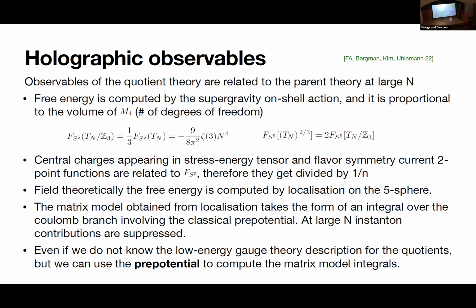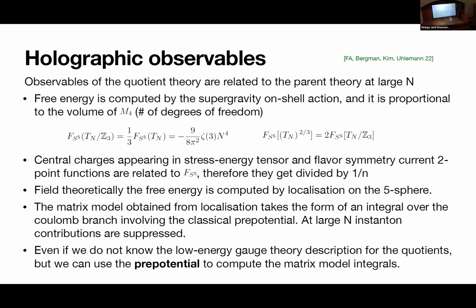So this is basically almost consistent with the quotient of the prepotential. Other observables that you can compute are, for example, central charges. The central charges will be proportional to the free energy, and they will appear in the stress energy tensor two-point function, or flavor symmetry current two-point functions. You can relate these central charges to F5, and the central charge will be proportional to S5, and they will also be divided by 1/n.